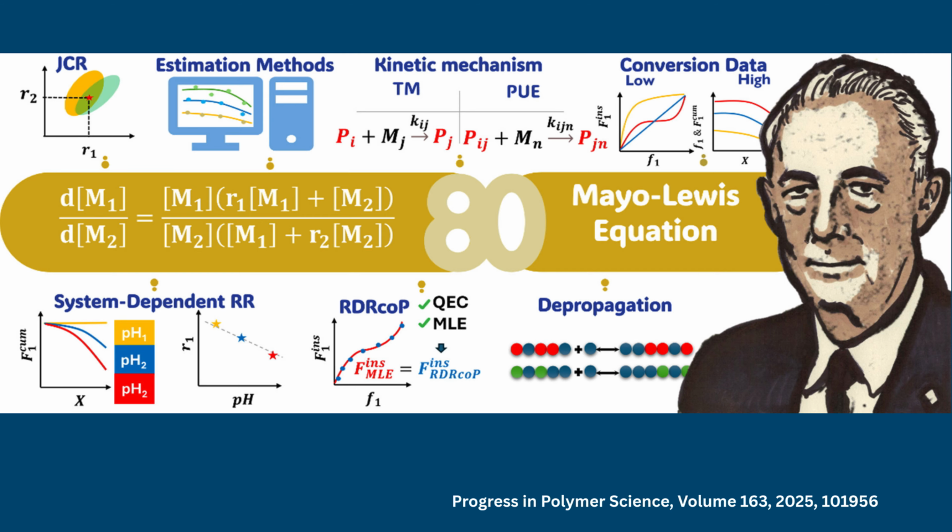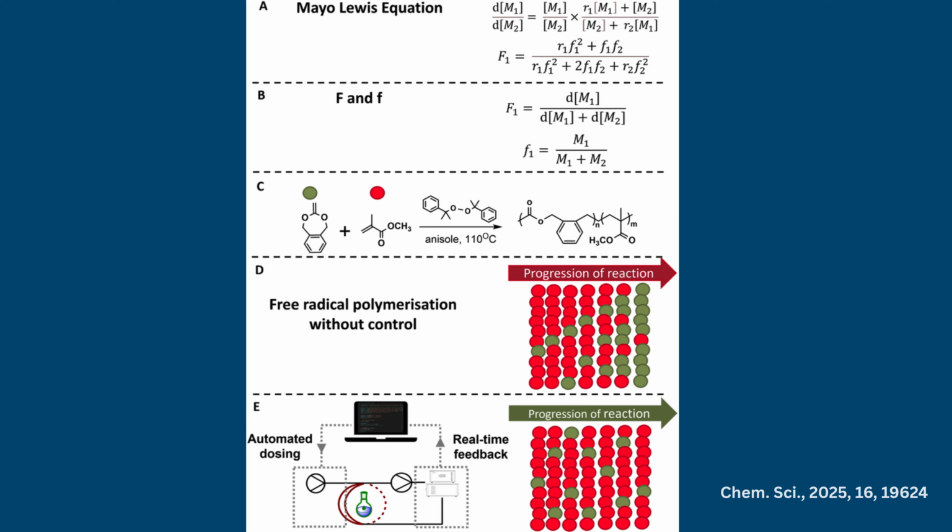The equation illustrates two equally important influences on copolymer composition. The first is kinetics, represented by the reactivity ratios, while the second is thermodynamics of availability, represented by the monomer concentrations. Even if one monomer is intrinsically more reactive, its incorporation decreases as its concentration becomes depleted during polymerization.